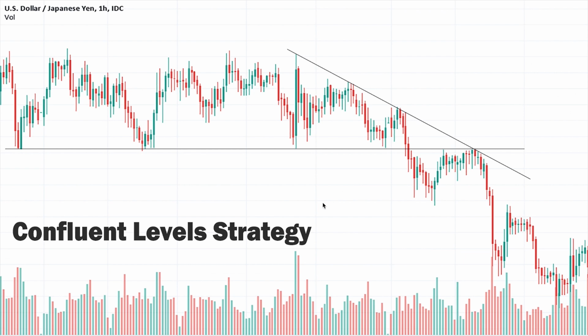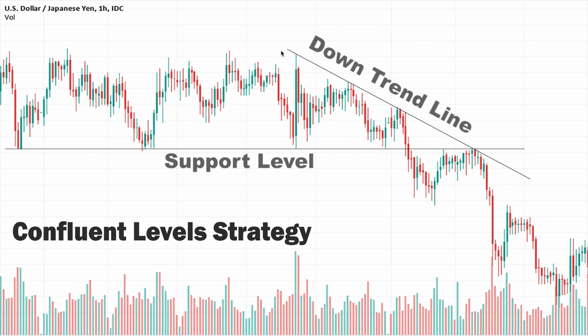And the third strategy is the confluent levels strategy. In this strategy, we look for confluent levels of price action that give us the same signal. Confluent levels can have many different forms depending on the levels, zones, or patterns that are forming on the chart. For example, on this chart, you can see that the price here is in a trading range with the support level here at the bottom of the range. Starting from this point, you can clearly see that the price is forming a downtrend, so we can have this downtrend line based on these points.